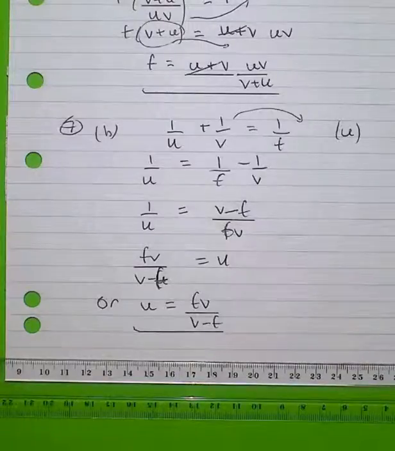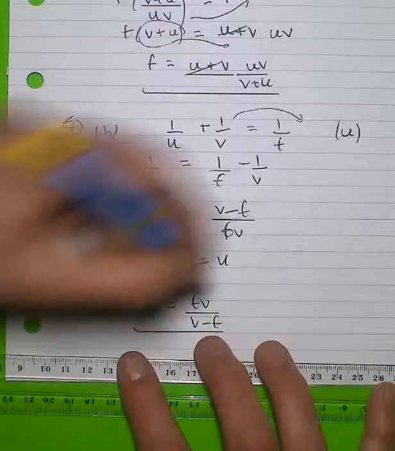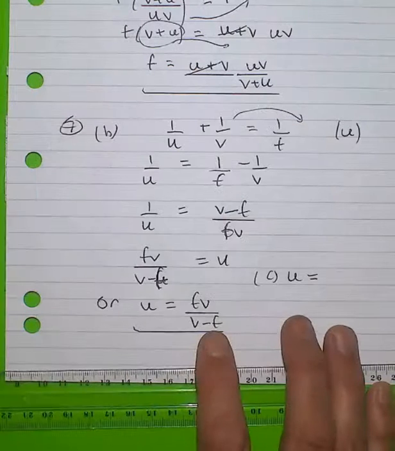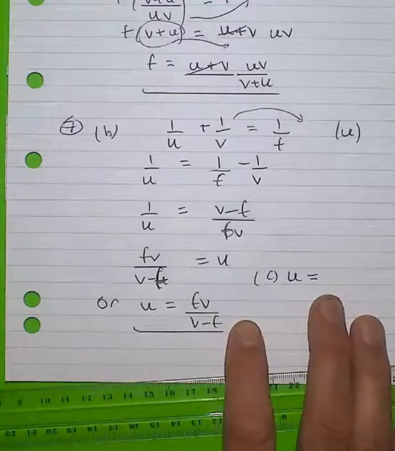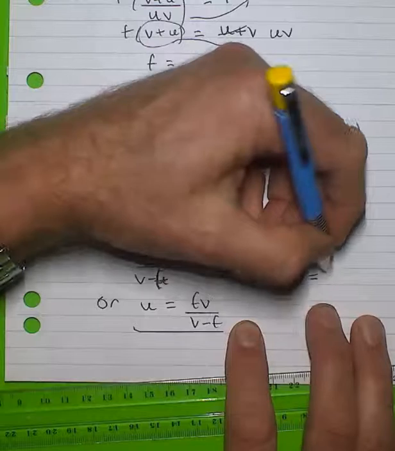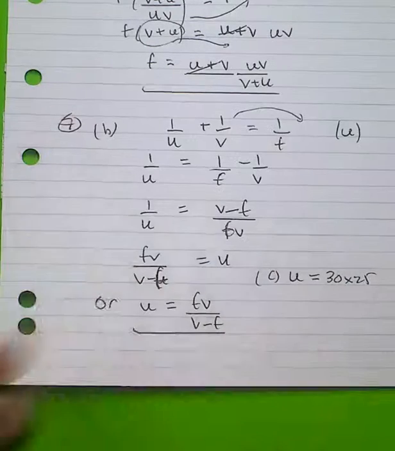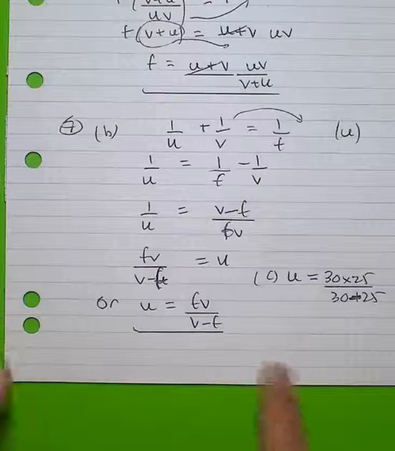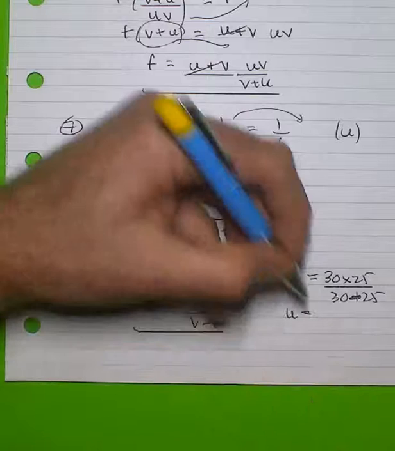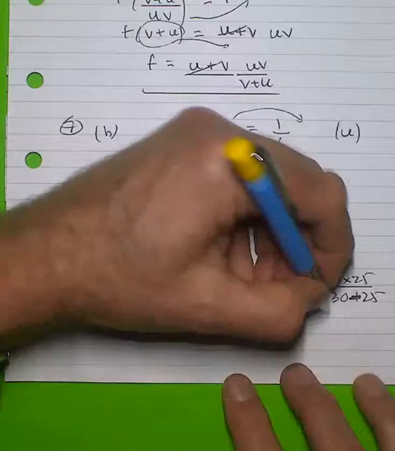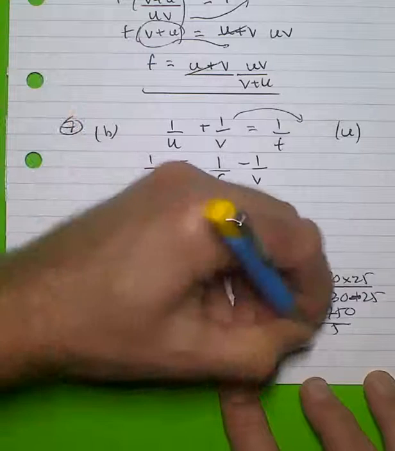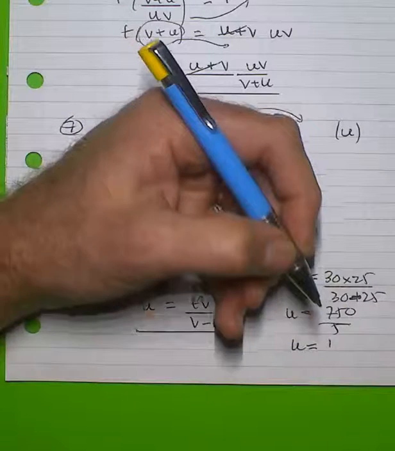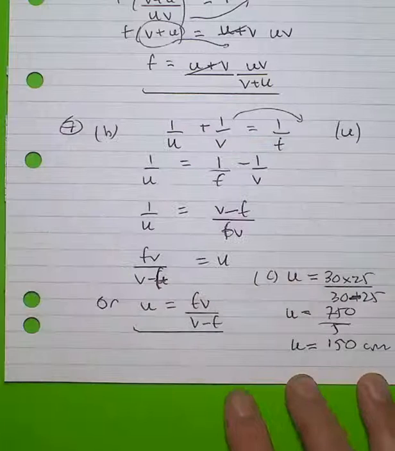Now, at this point, to do part C, how far from the lens is the image if the object's 30 centimetres in front? So, in other words, I'm asked in C to find U when the object, which is V, 30, is 25 centimetres in front. So that's 30 times 25, and that's divided by 30 plus 25. Should have been take 25. So I end up with 30 lots of 25, which is 750, divided by 5, and that will give me the distance of 150 centimetres in this instance.